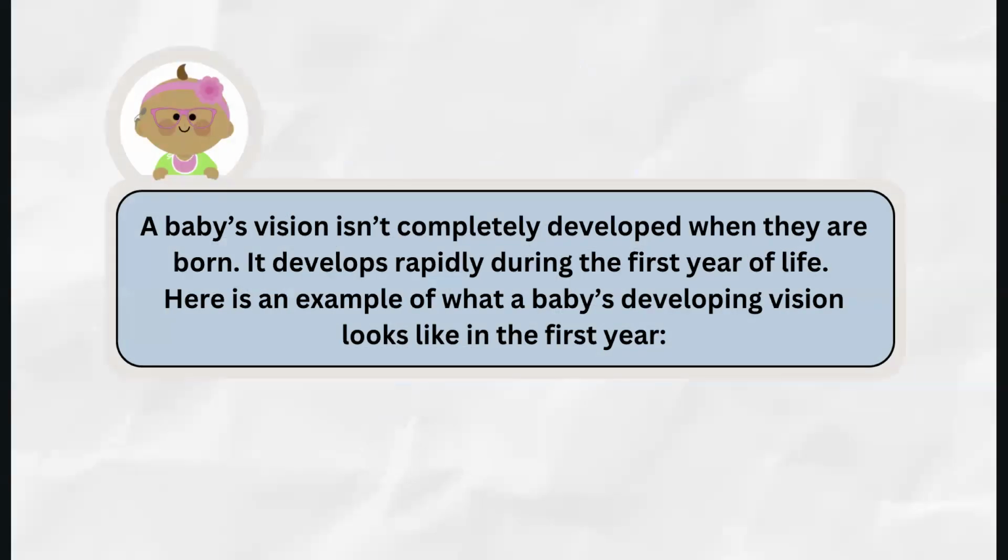A baby's vision isn't completely developed when they are born. It develops quickly during the first year of life, and here is an example of what a baby's developing vision looks like in the first year.